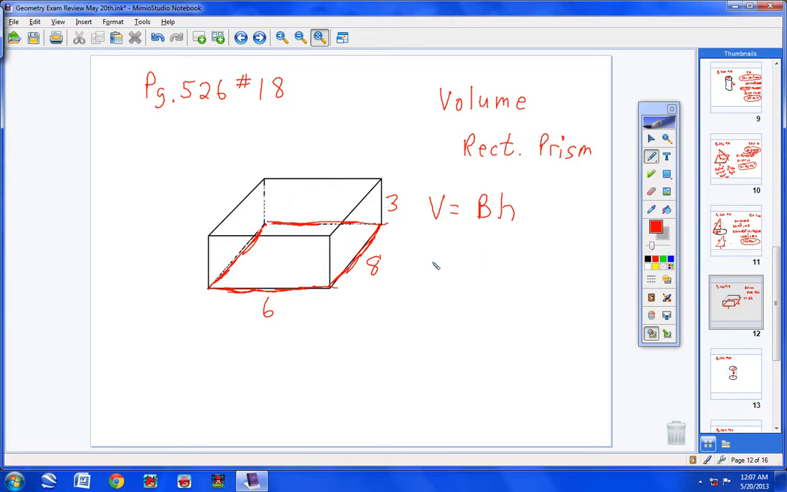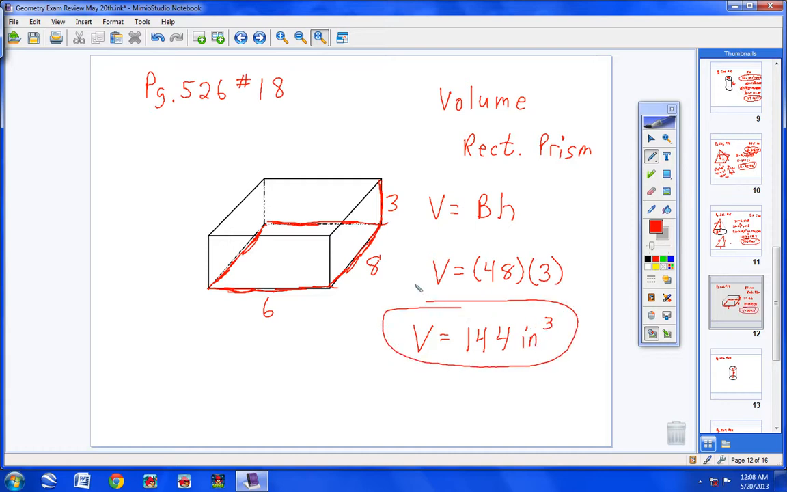So in order to find the volume of this rectangular prism, I first of all find the area of the base. Well, the area of the base would be 6 times 8, which is 48. And then, of course, it says times the height. Well, we can see the height is right here, and the height would be 3. So the volume is 48 times 3. The volume would be 144. Now, we're dealing with volume, not area, so now it's going to be cubic measurements. So 144 inches cubed, or 144 cubic inches, okay?